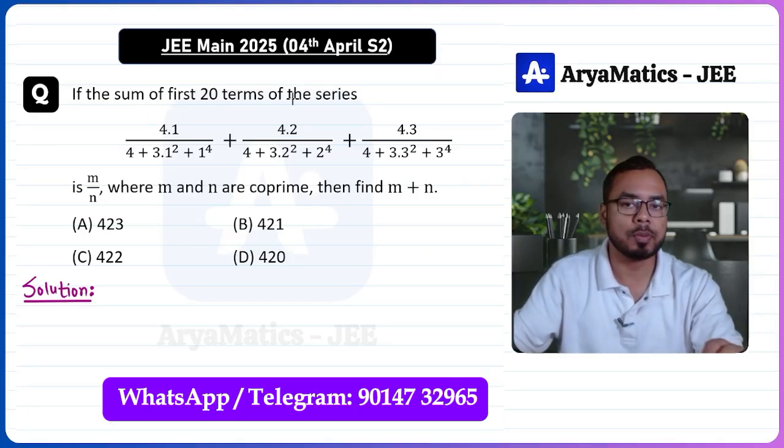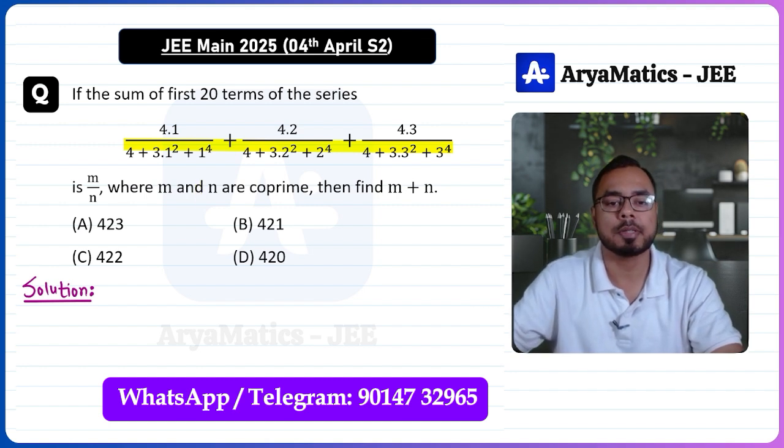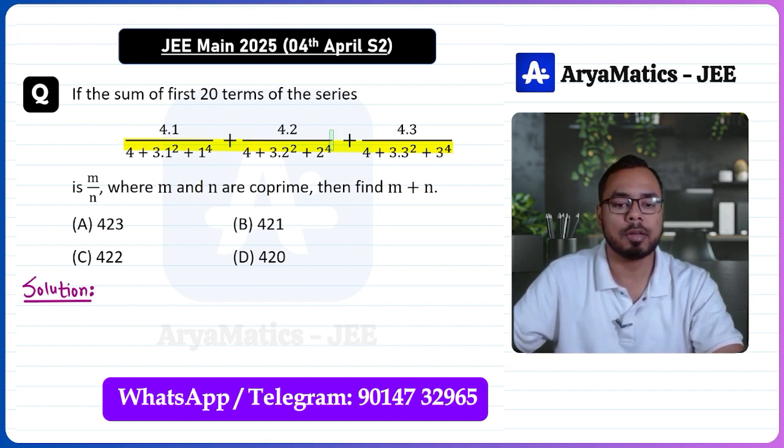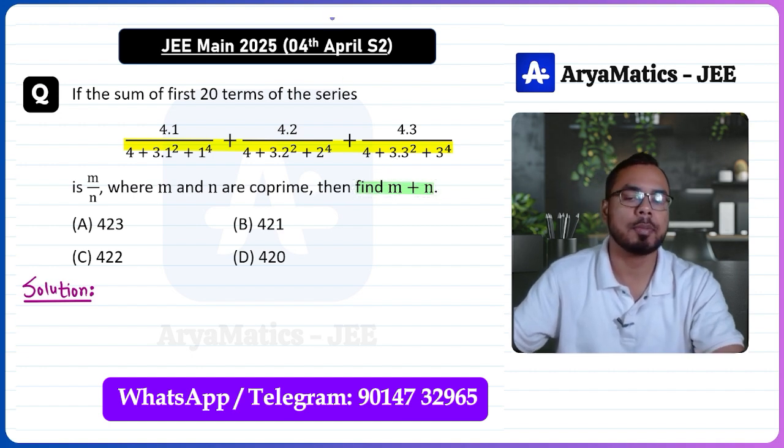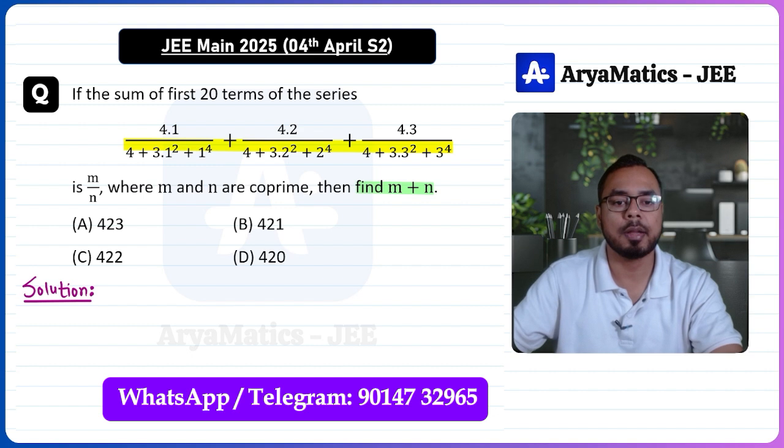If the sum of the first 20 terms of this series is m by n, where m and n are co-prime numbers or relatively prime numbers, then we have to find the value of m plus n. Now, this is another interesting problem on the Vn method.